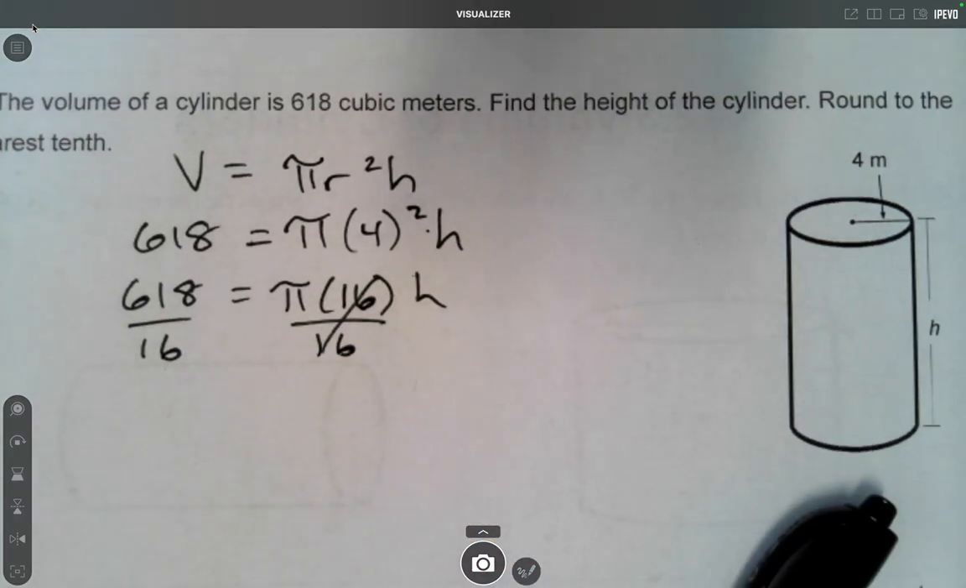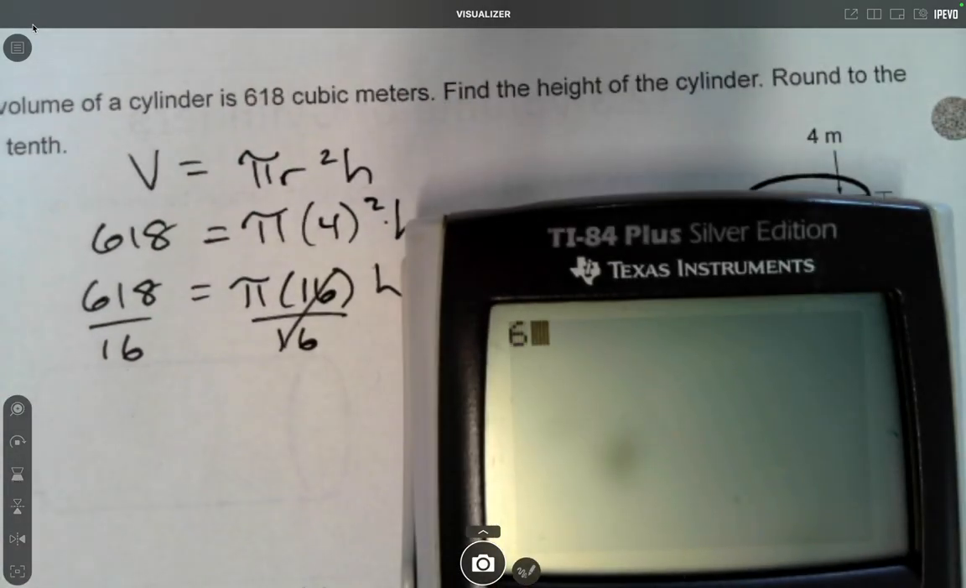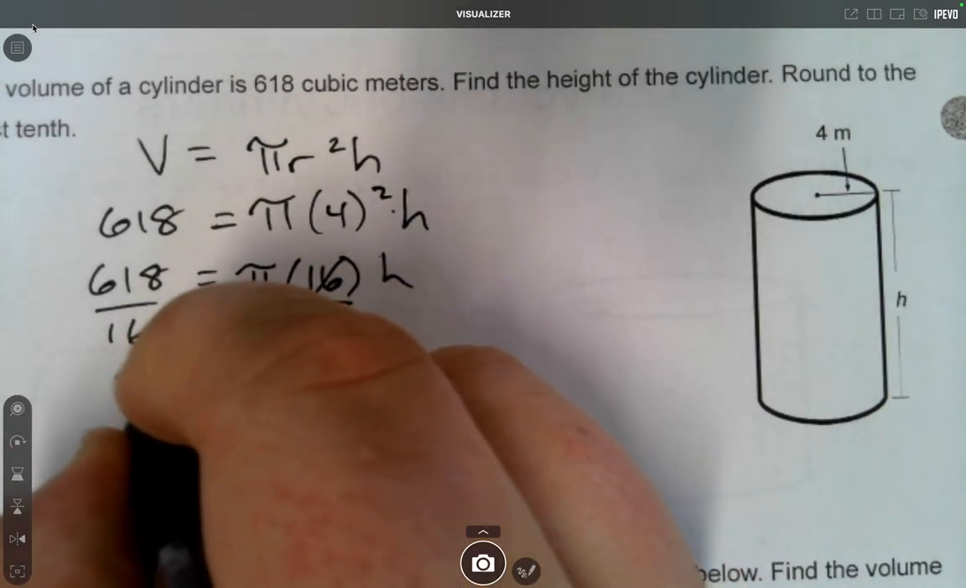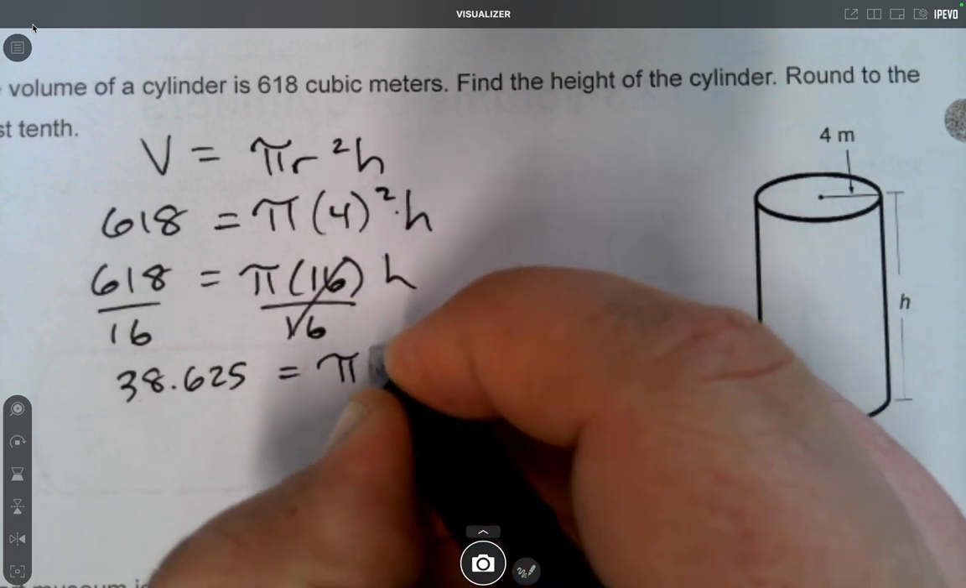Darn, where's my calculator? I want to make sure I show you something here because this is a time where it'd be easy to make a mistake, which I'll explain in just a second. But 618 divided by 16 is 38.625, which equals, the pi is still there, times h.